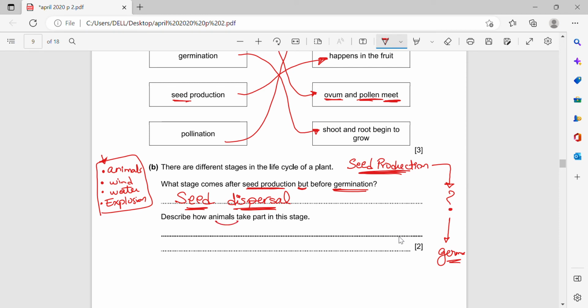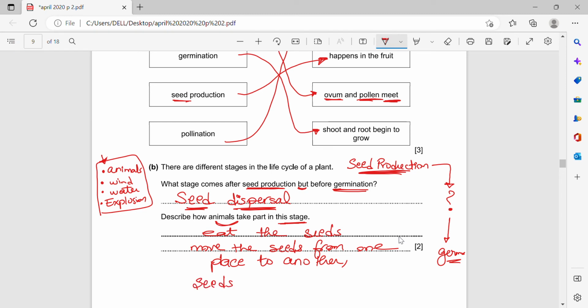Describe how animals take part in this stage. What do the animals do regarding the seed dispersal stage? They can what? They can eat the seeds. They can move the seeds from one place to another. They can also do what? The seeds might stick to their fur.